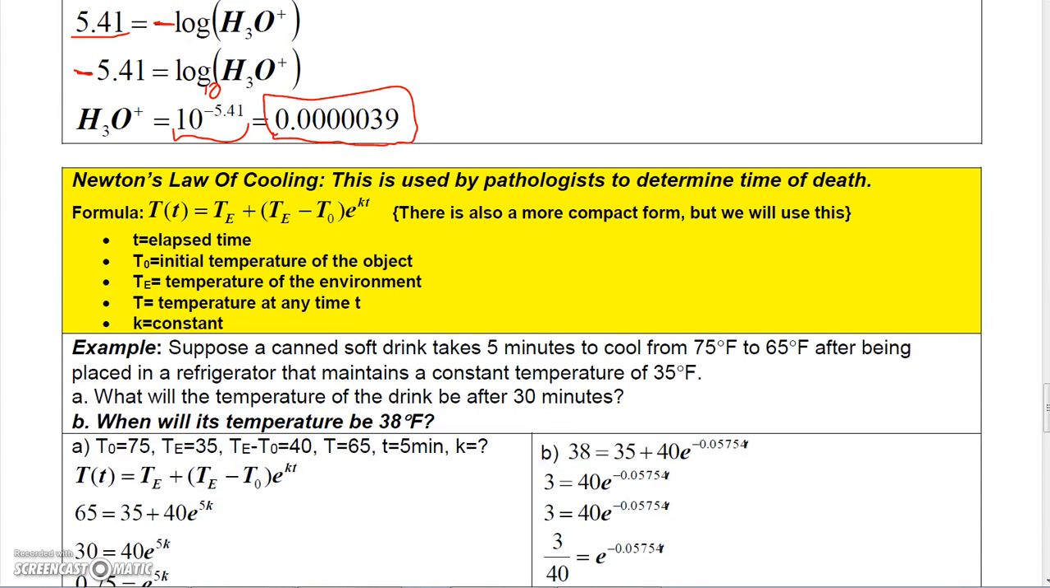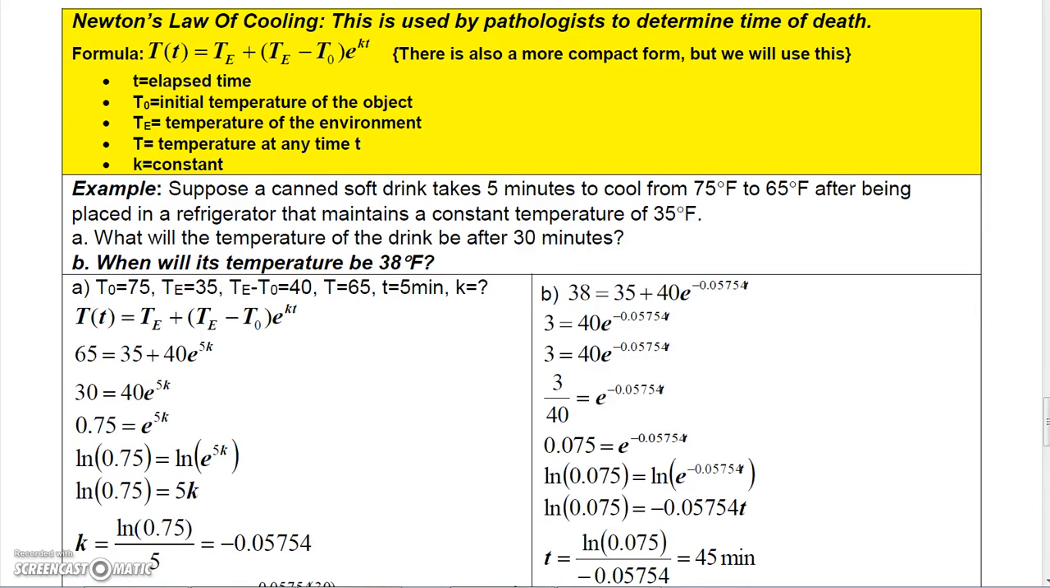Now, this last example is a pretty cool example. Because it's a little bit more difficult, some people may ignore it, but it's a pretty interesting example. It's Newton's law of cooling.